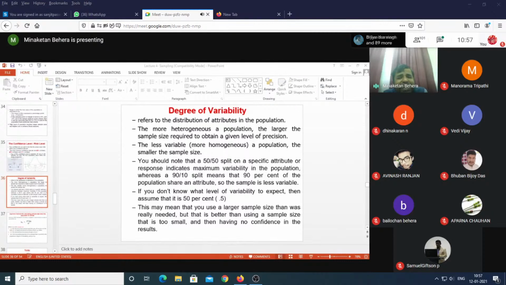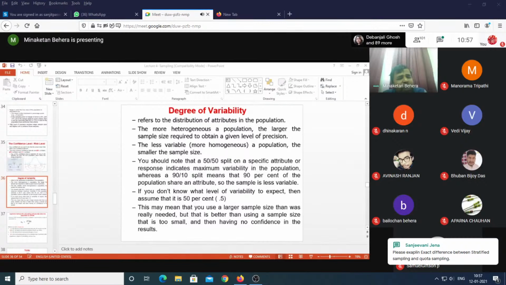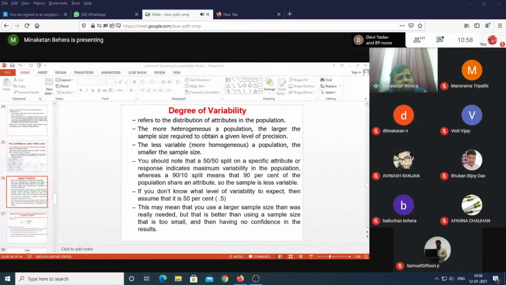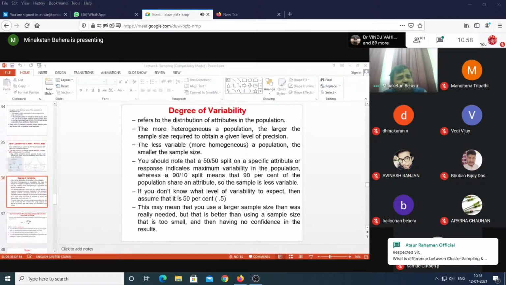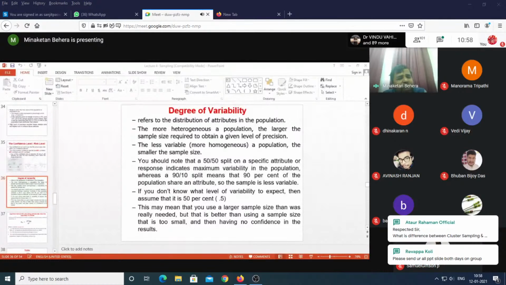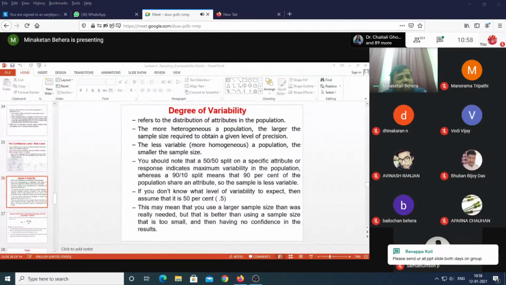Someone is asking in the chat box whether you can use any of the probability and non-probability methods. Yes, you can combine them together. That is your choice. But it is your duty as a researcher to explain and justify that because of this point, you have taken this sampling. Only then can you do these things.